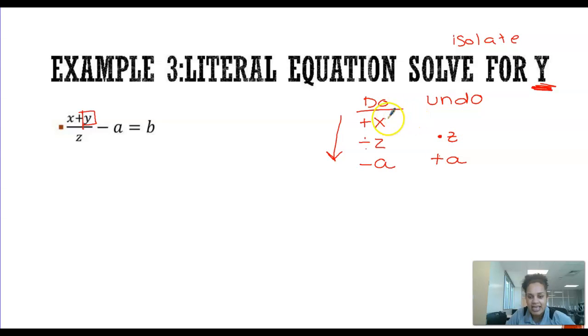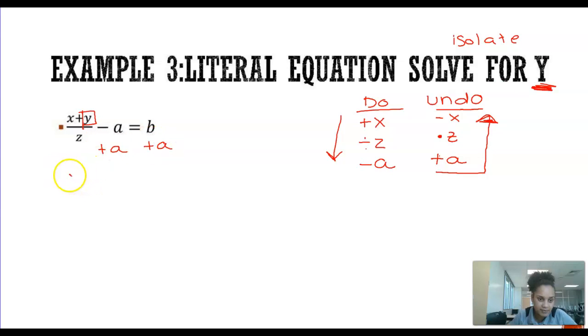And then finally, the inverse of adding x is to subtract x. So this is what I call a do-undo chart. In order to undo, or to get y alone, to isolate it, what I'm going to do is undo what's happening. So I'm starting from the bottom when I'm figuring that out. I'm going to start by adding a to both sides of the equal sign. Add a to both sides.